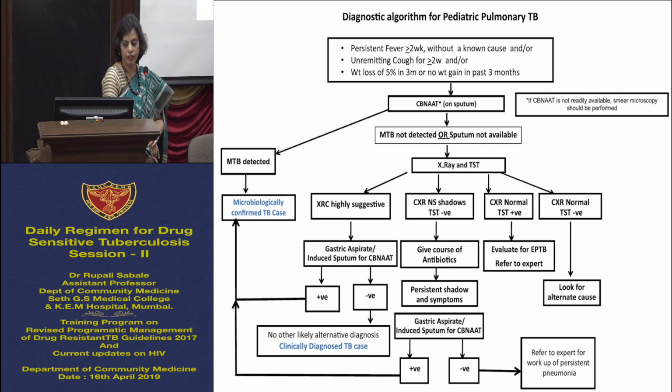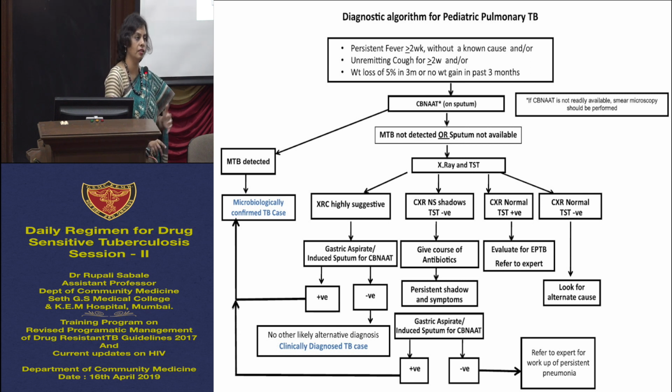So in this upfront, again MTB is detected or MTB is not detected. If Mycobacterium tuberculosis is detected, it is microbiologically confirmed tuberculosis. If Mycobacterium tuberculosis is not detected on CBNAT, or if the sputum is not available, then the next investigation we do is X-ray chest and tuberculin skin testing. Now again, based on these permutations, what can it be?